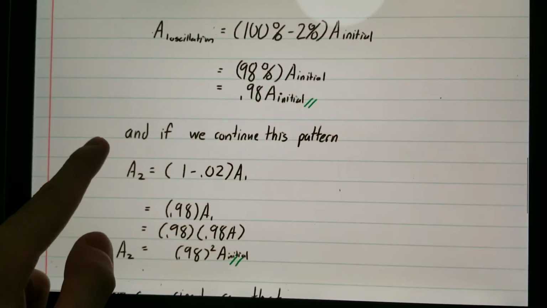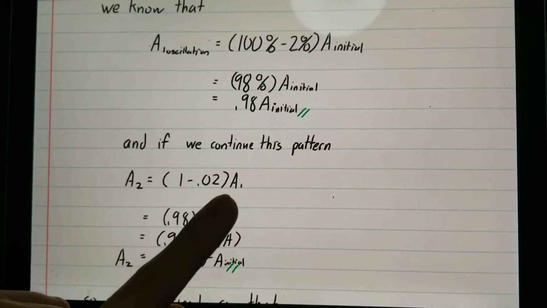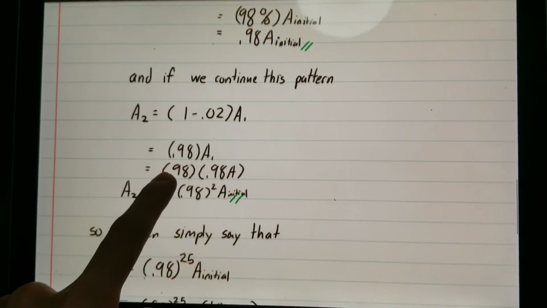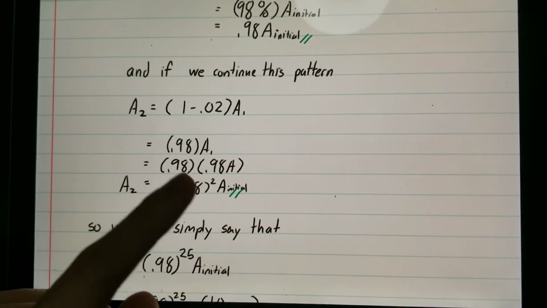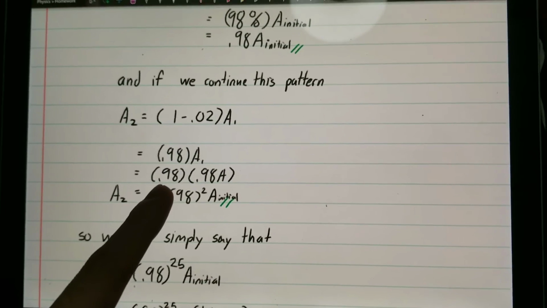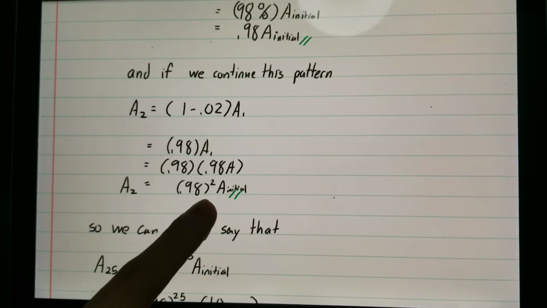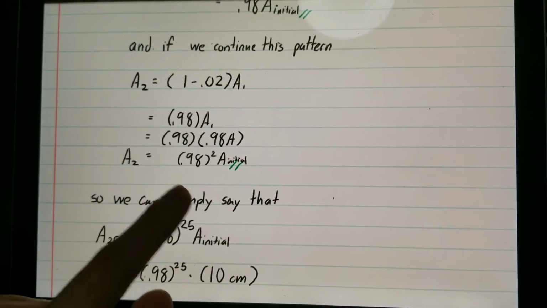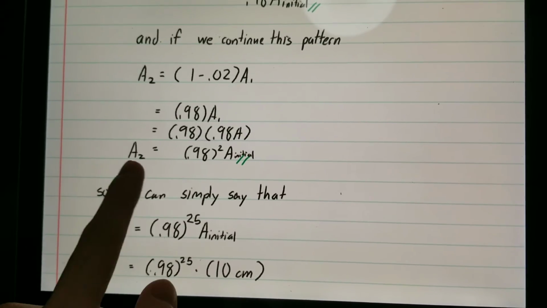If you're trying to find the amplitude after the second oscillation, it's the exact same thing, except we replace A initial with A1 from the previous step. So once again, it's 0.98 times A1. But note, A1 is equal to 0.98 times A initial. So these 0.98s combine to become 0.98 squared for this amplitude after the second oscillation. I'm thinking you can see the pattern here now.